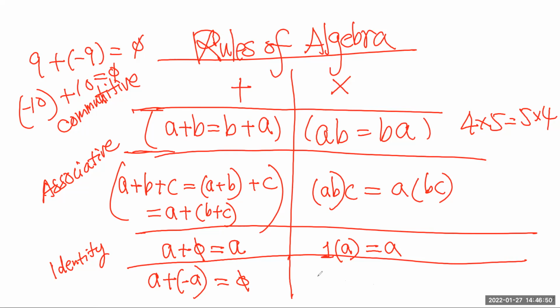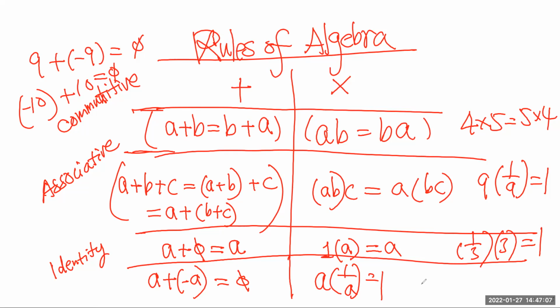And we also have that a number times its reciprocal is equal to 1. Let's say 9 times 1/9 is 1, or 1/3 times 3 is 1, or even 4/7 times 7/4, that is 1. This is called the inverse property.